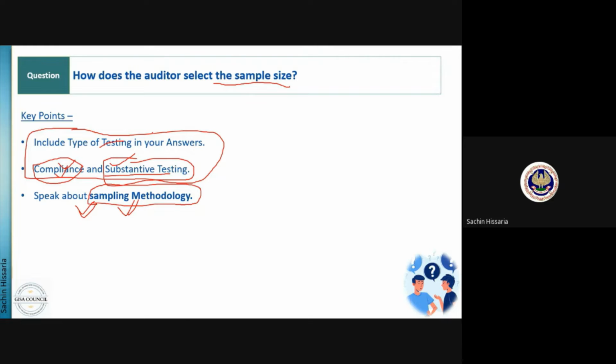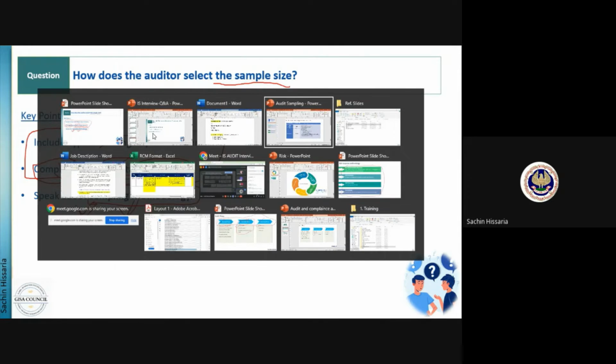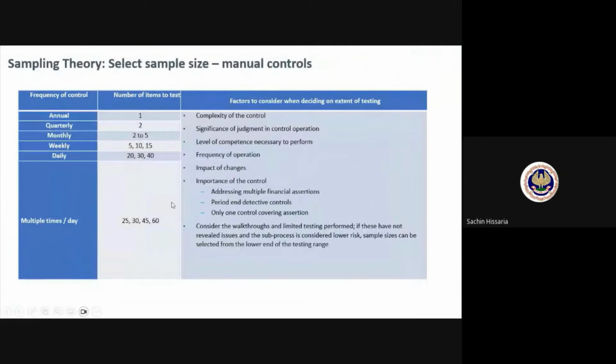And previously, our organization was using some sampling methodology. To prepare that sampling methodology, my organization has considered various factors. Like for example, to select the sample, we have considered what would be the complexity of a control, what is the frequency of that particular operation, what would be the impact of that particular thing, and how much judgment is involved in the control operations. So considering all these factors, my organization has decided to do sampling on this basis.